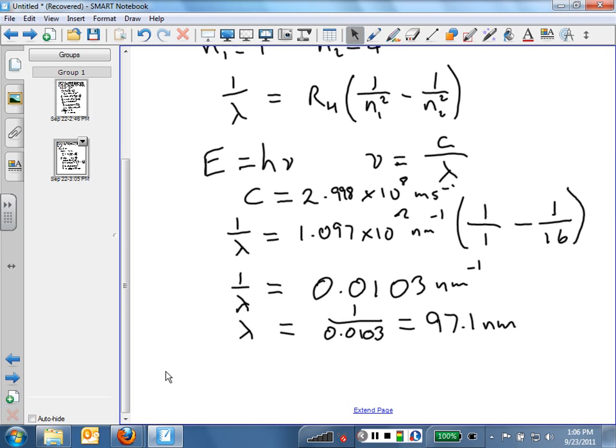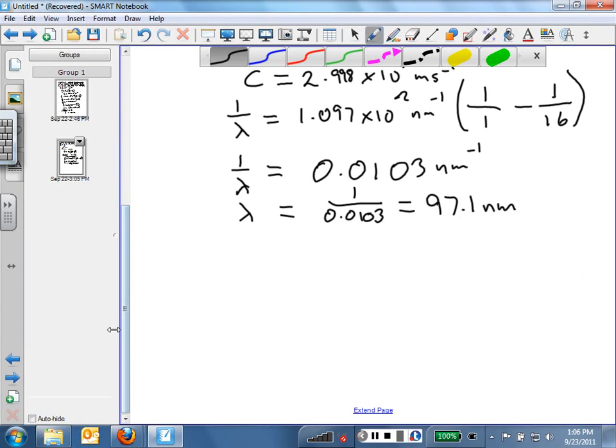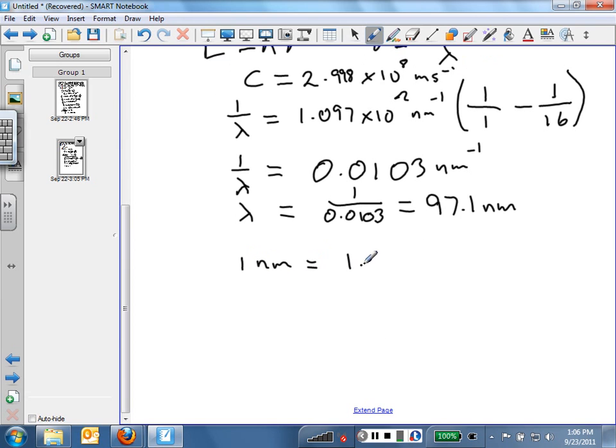So we should change nanometers to meters using one nanometer equals 1 times 10 to the minus 9 meters. And so we can substitute in our value for nanometers and get this.